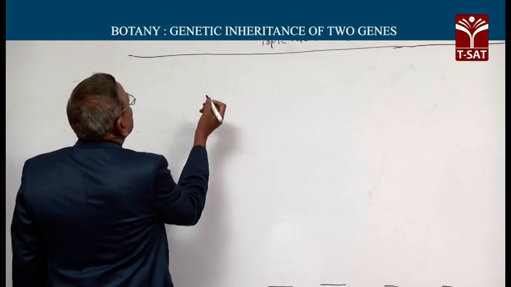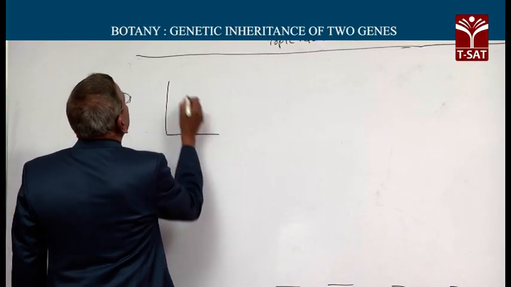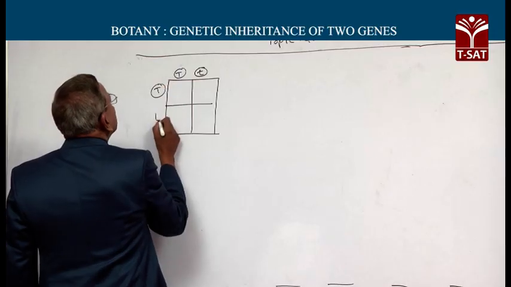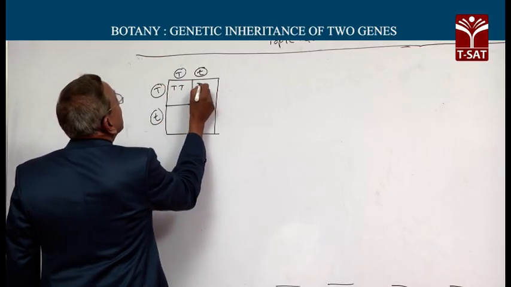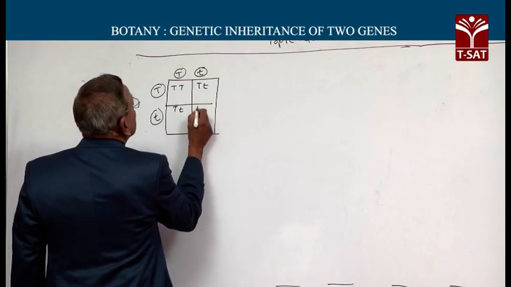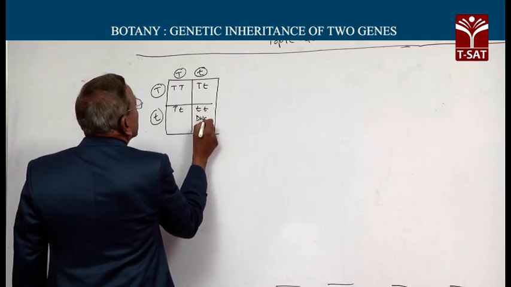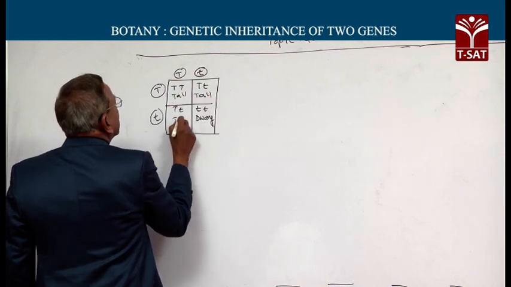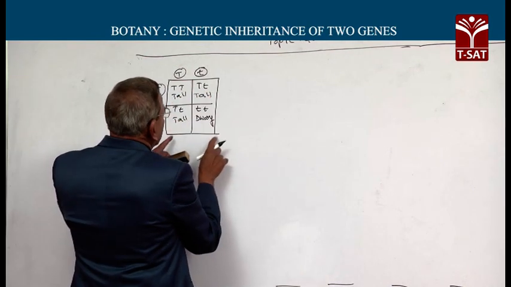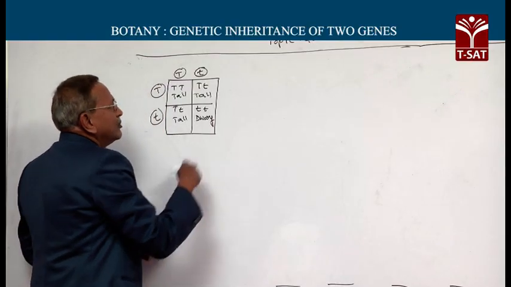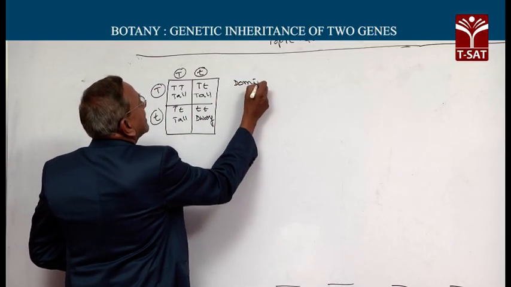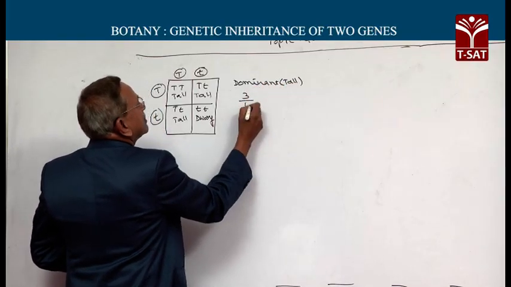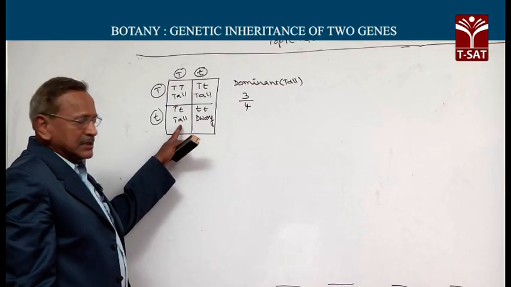Looking at the Punnett square for the monohybrid cross, this is the Punnett square for monohybrid, capital T, small t, capital T, small t. Its phenotype is dwarf, and this is tall, again tall and tall. To obtain the total progeny 4, how many show the dominant character? Here the dominant character is tallness, and 3 out of 4 progeny are tall.